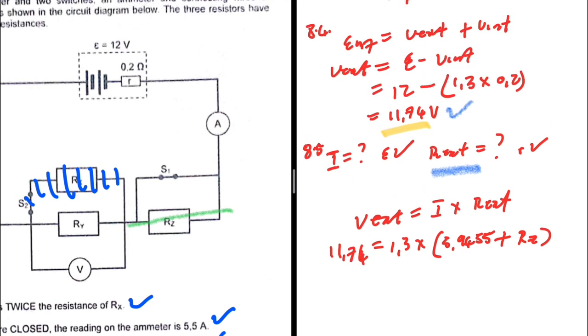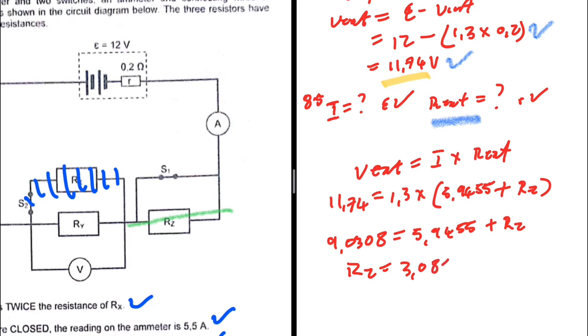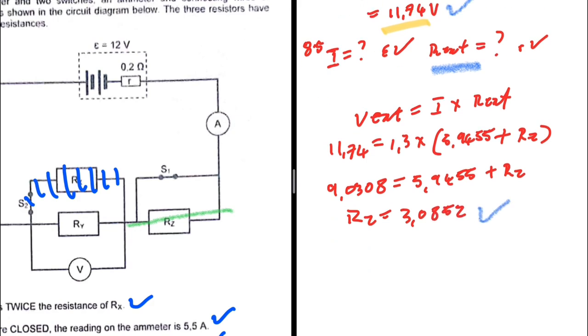Let me just substitute this in my calculator once more and verify. 12 minus 1.3 multiplied by 0.2, 11.74. So right, nothing hectic. 11.74 divided by 1.3 is 9.0308, being equal to 5.9455 plus Rz. So Rz is going to be 9.0308 minus 5.9455, which is equal to 3.0852. So there we go, we have Rz.